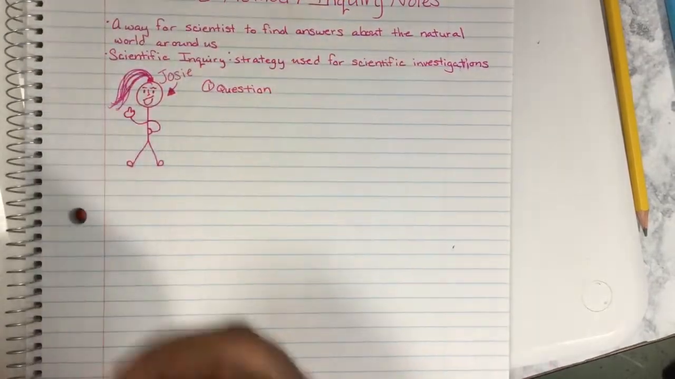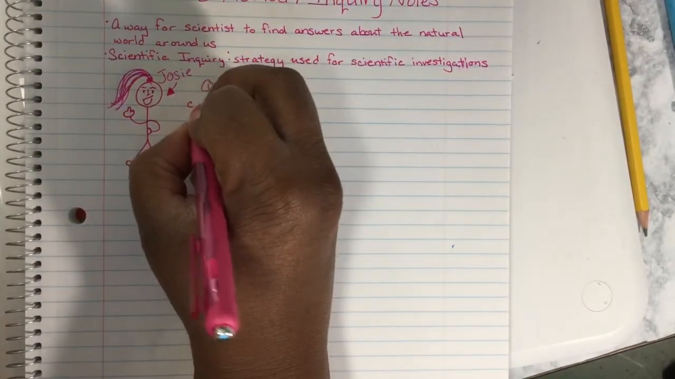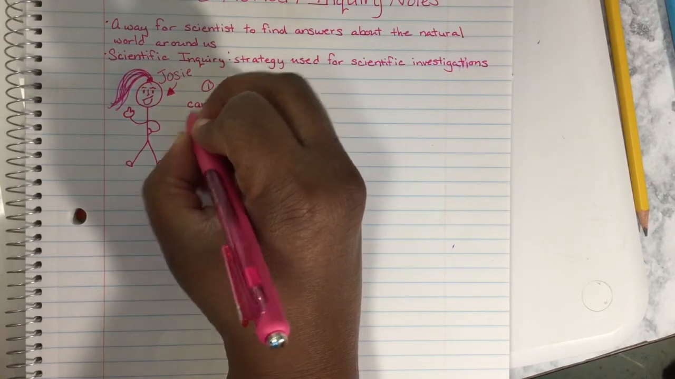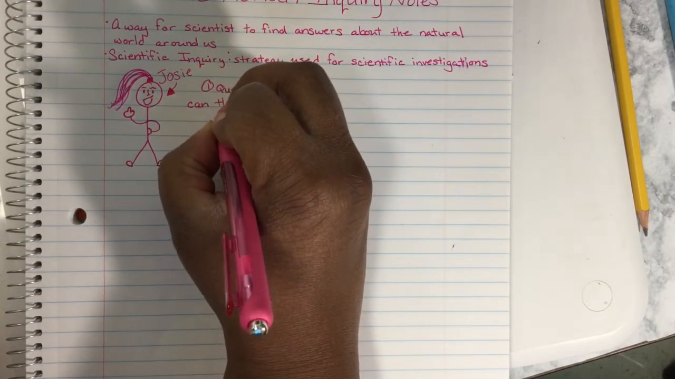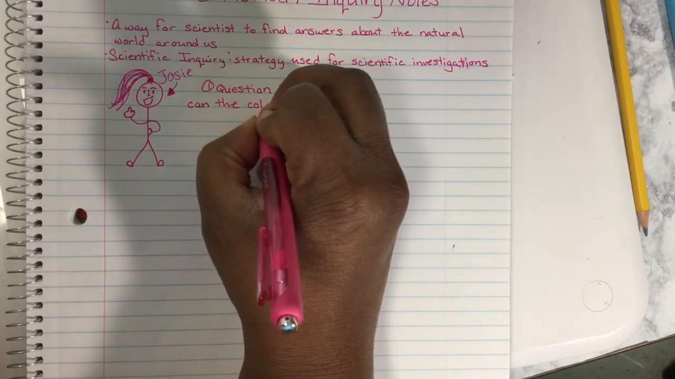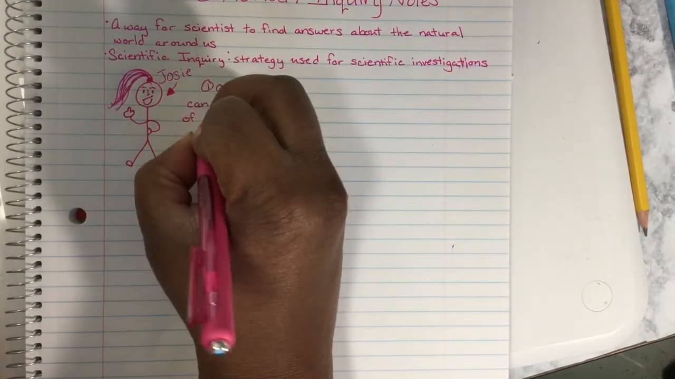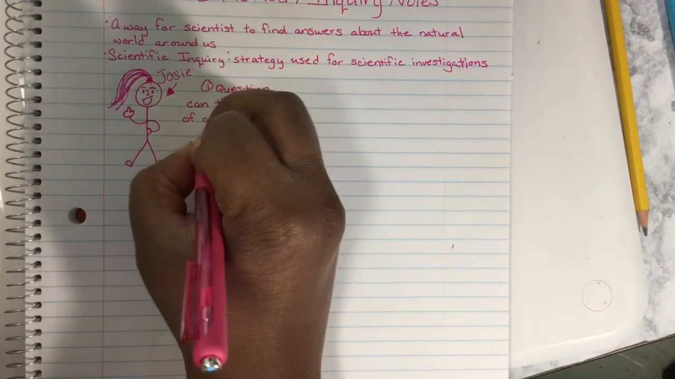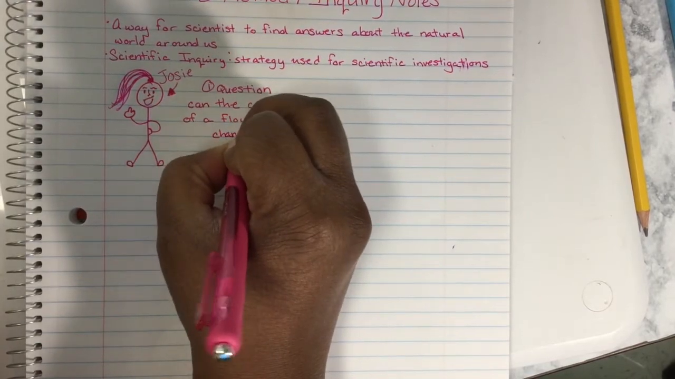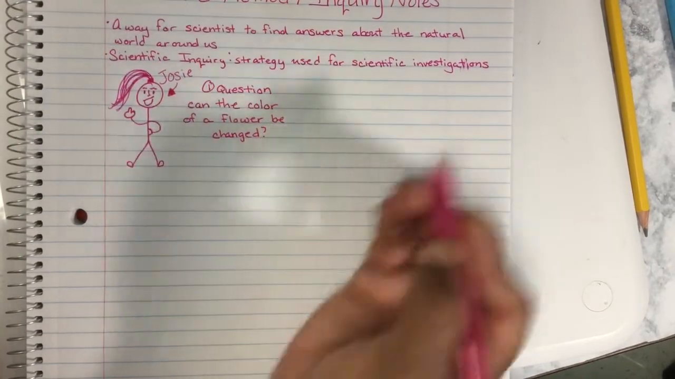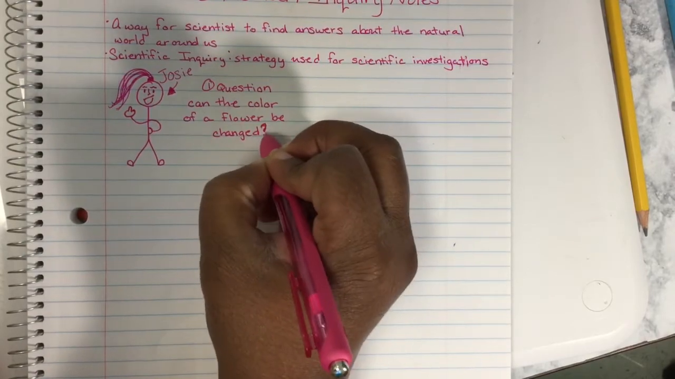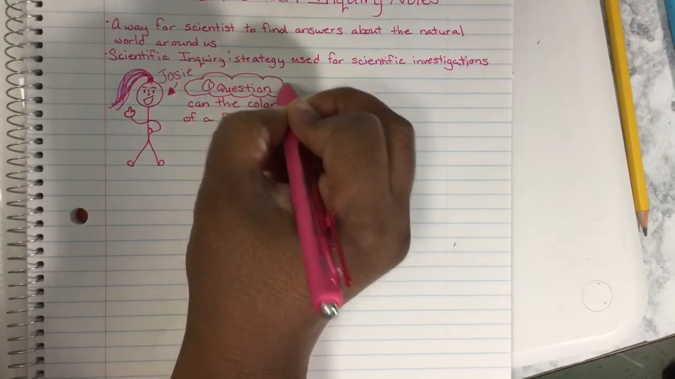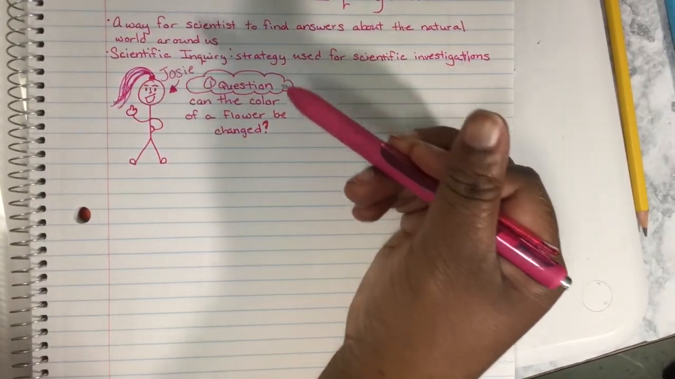She wants to know, can you change the color of a flower? Some of you may have done this experiment before. Don't spoil it for people next to you. Every time we start an investigation or an experiment, we're going to have to ask a question.